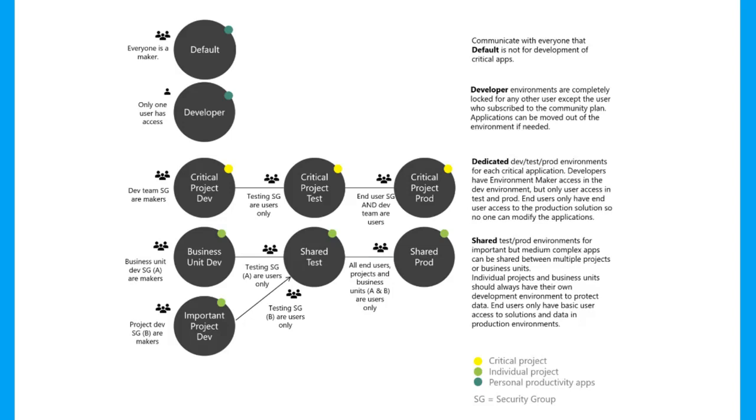The next areas are two different areas. You've got a more strict, dedicated critical application process, and you've also got a shared environment. So the dedicated one means there are dev, test and production environments for each critical application. The developers have the environment maker access in the dev environment, but only user access in test and prod. So that means the developer in this area has got the full rights, they can create it. It's only the development team who have access to it. They're building the critical application.